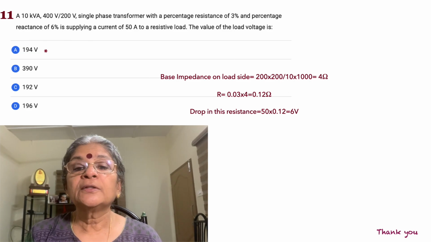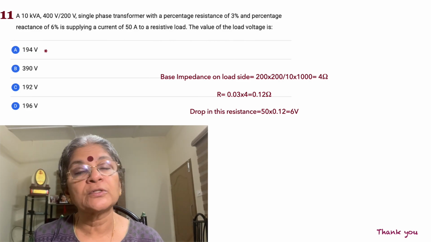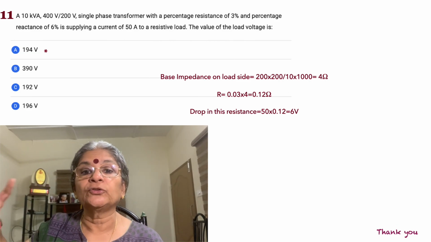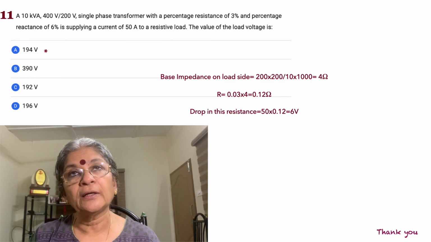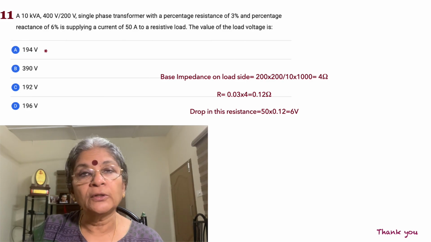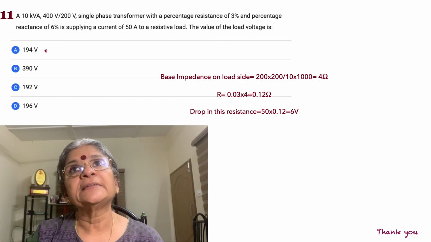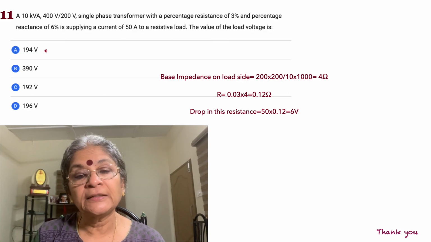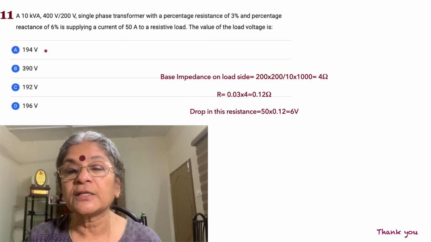Of course, since we are working with percentages, you can always find out the base impedance. What's the base impedance on the load side? That's on the 200 volt side. So you can choose your side. You are choosing that because the load is on that side and you want the voltage there, so you want the voltage reduction on the secondary impedance. That's the reason why you're trying to find out the base impedance on the load side.